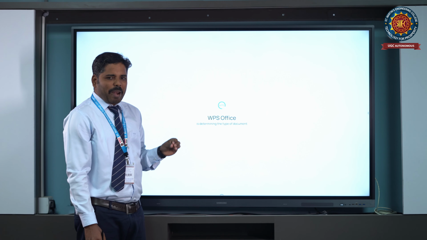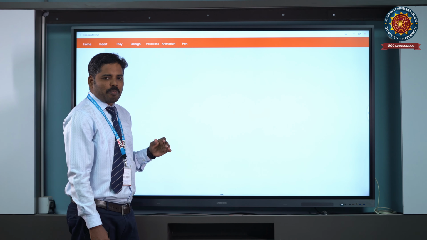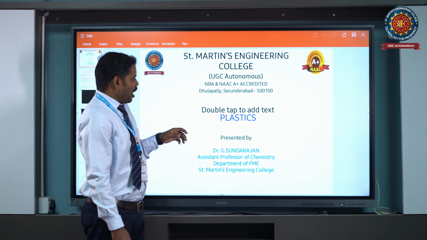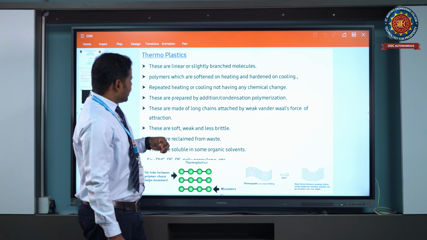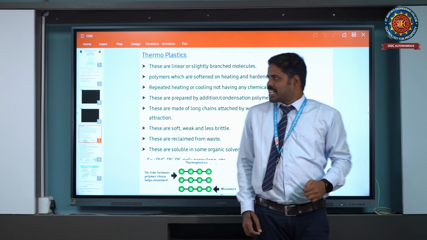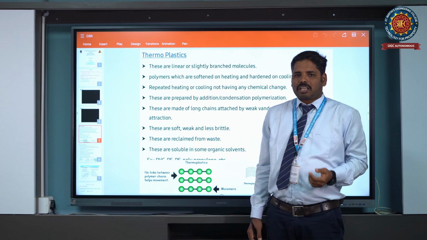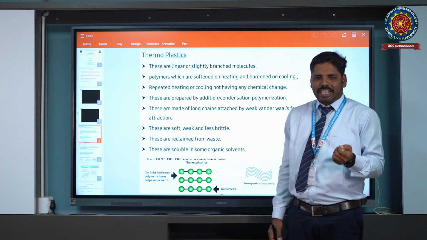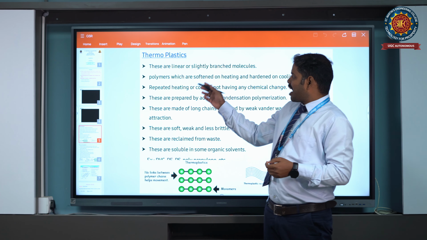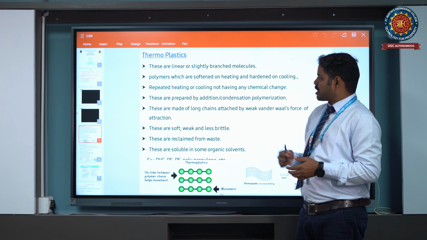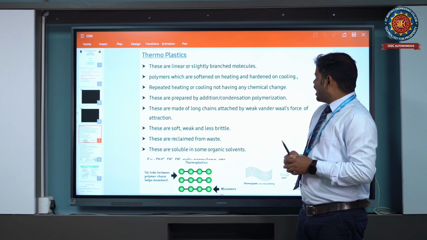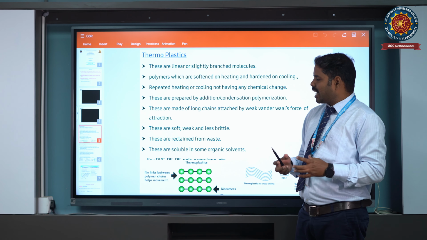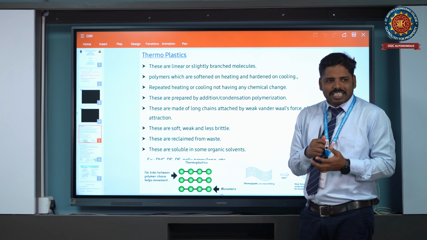Next one, what do you mean by thermoplastic? Thermoplastic is followed by addition polymerization. For example, adipic acid reacts with hexamethylene diamine to give nylon 6. They are linear or branched polymers, softened on heating and hardened on cooling. Repeated heating and cooling causes no chemical changes.